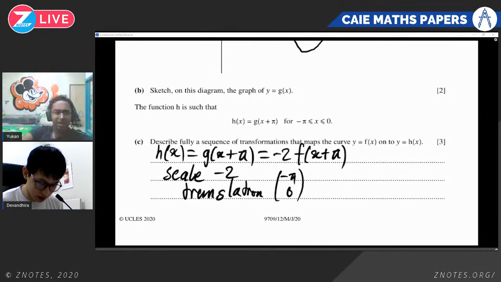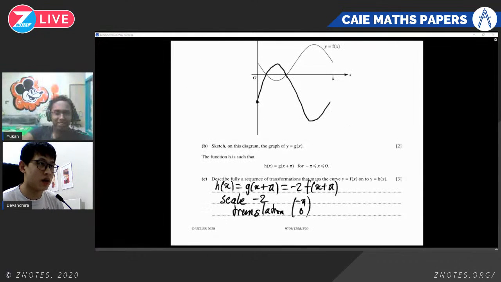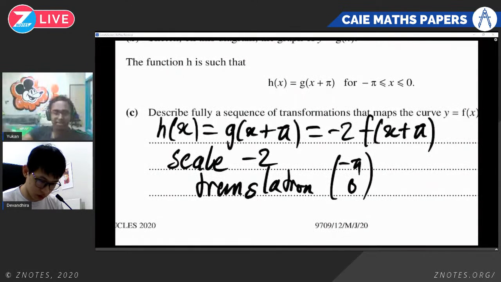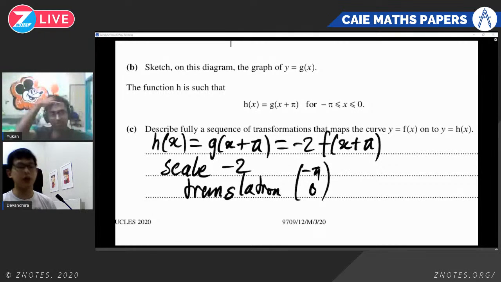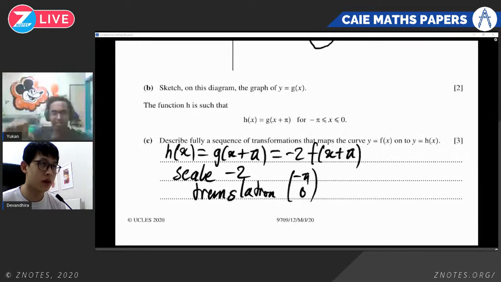And need to box the answer. Just go by the answer and scale by -2. That's a bit vague. If you want to be more exact, you can write reflection in the x-axis and then stretch by a scale factor of 2. Oh, yeah. That makes sense. You might lose marks if you write scale by -2 because that's vague. Oh, okay. So I'll just remove the negative there.